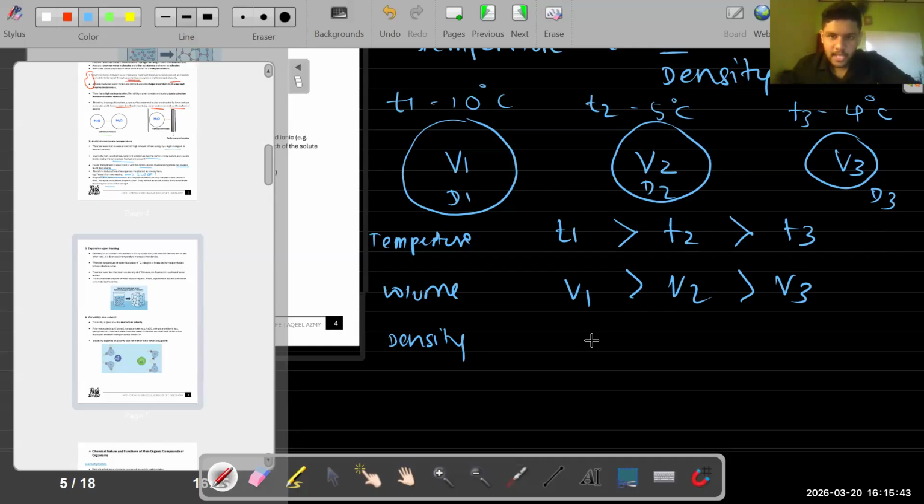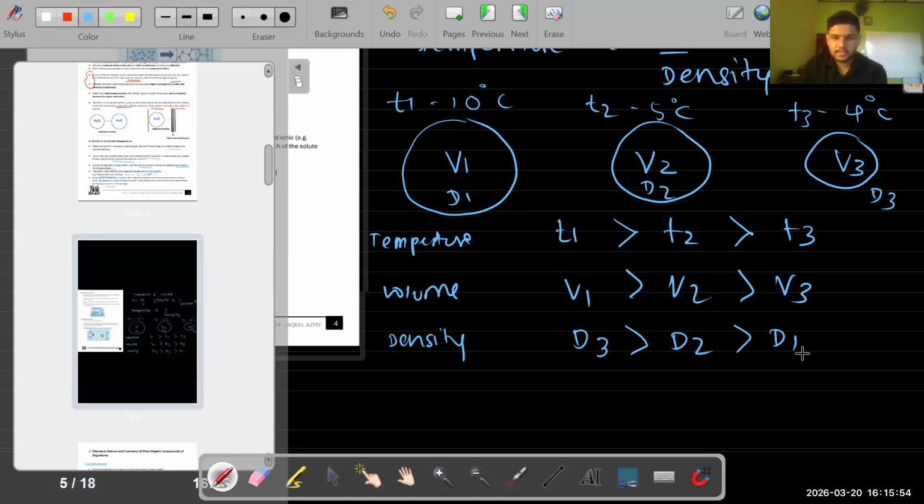Check whether you agree with this point. Do you agree with this? Density looks like this. Highest density for D3 and then D2 and then D1. Do you agree with this? Yes. Now, highest density. Now, this is for water.